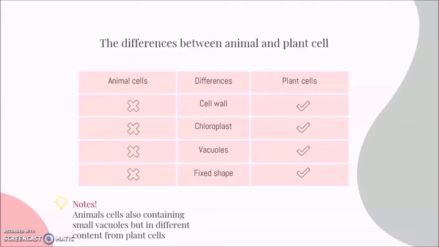So the differences between animal and plant cells are: animal cells don't have cell wall, chloroplast, vacuoles, and fixed shape, while plant cells have cell wall, chloroplast, vacuoles, and fixed shape. For information, animal cells also contain small vacuoles but with different content from plant cells.